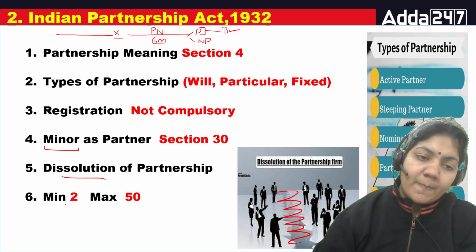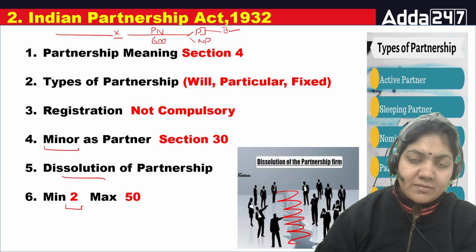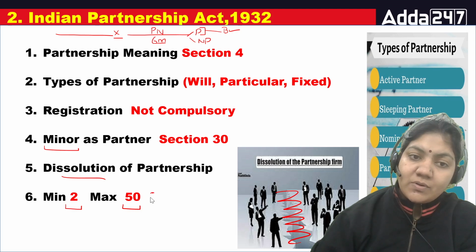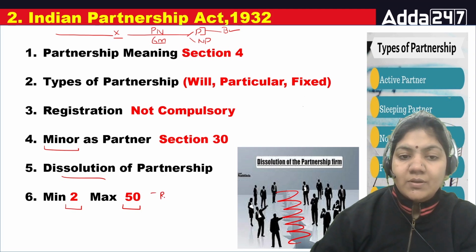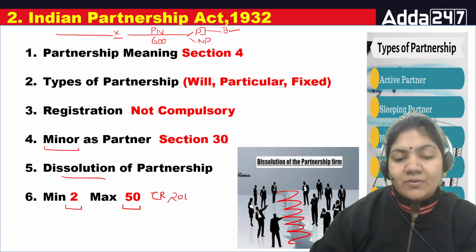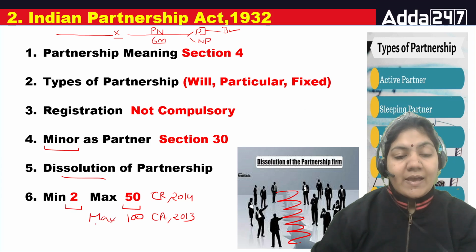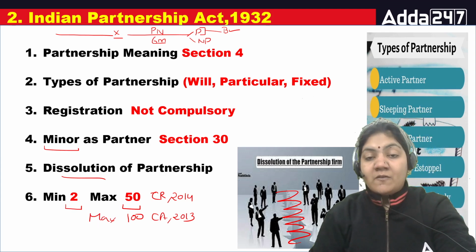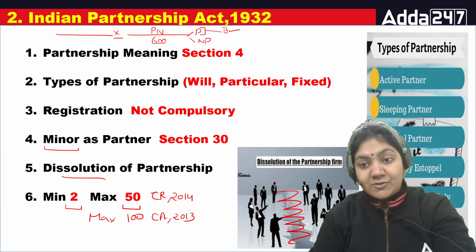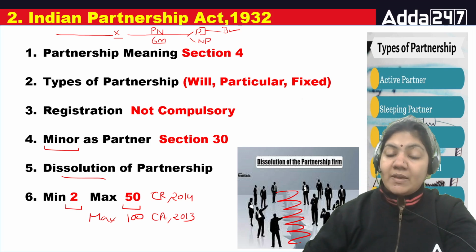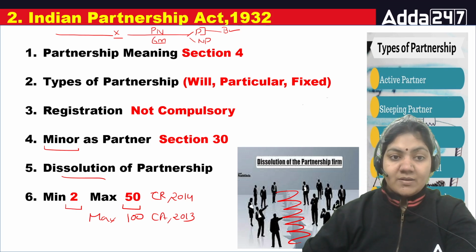Minimum 2 partners in a partnership firm, maximum 50 according to the Company Rules 2014. And according to the Companies Act 2013, the maximum is 100. So this is very much important. The maximum and minimum number of partners is not written in the Partnership Act, but it is written in the Indian Company Act. Okay, so that's it.